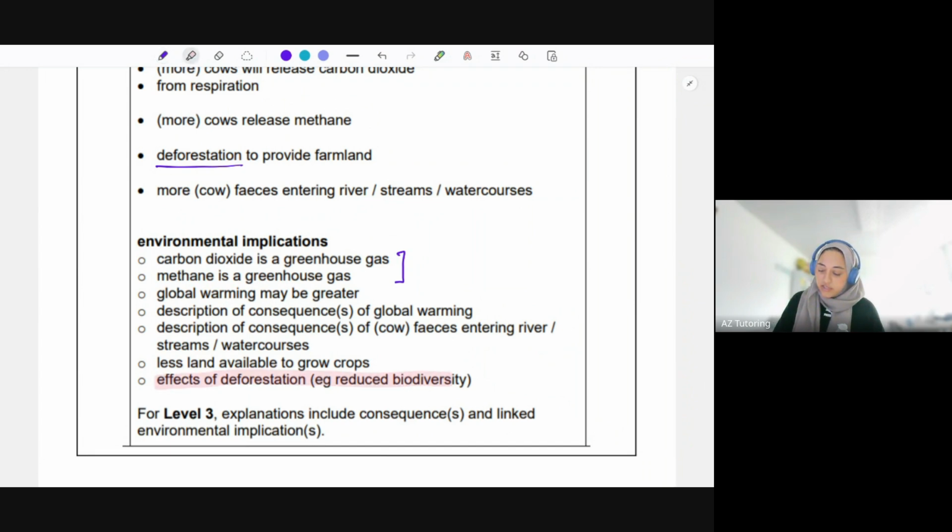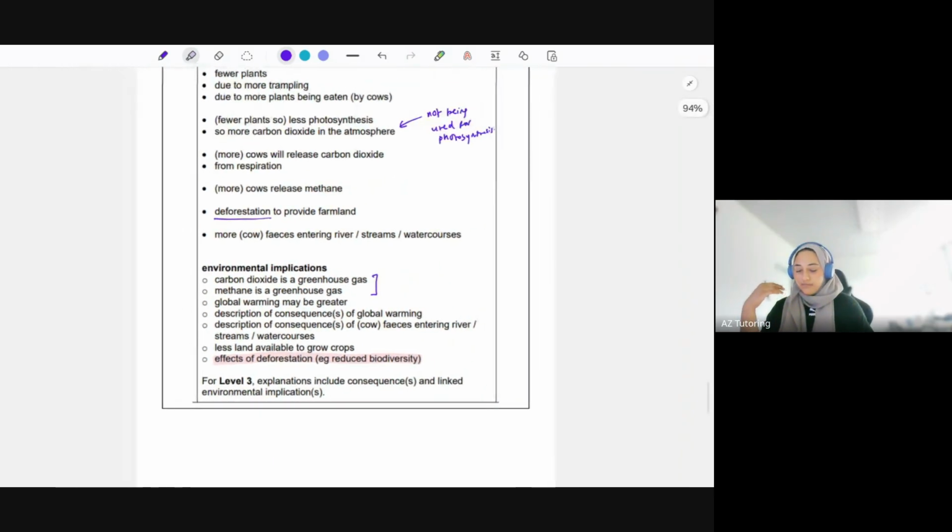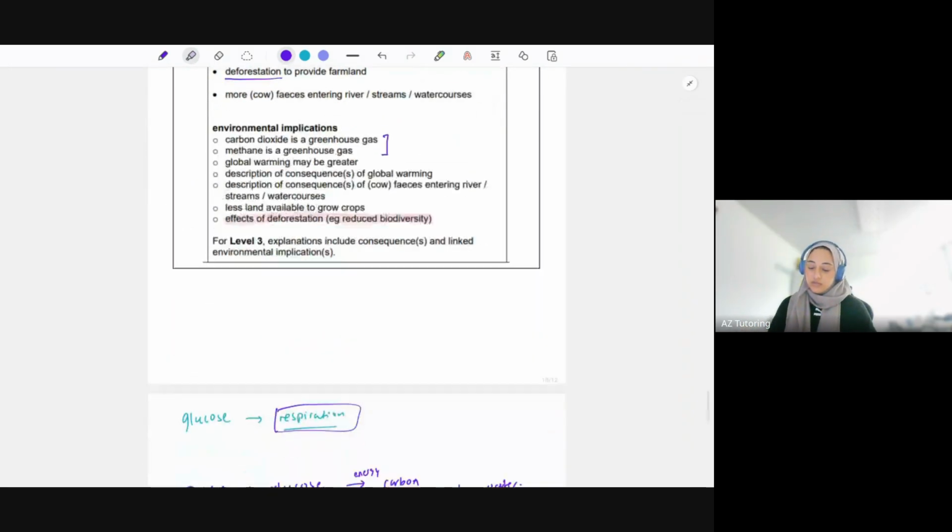So effects of deforestation, reduced biodiversity. If you're removing trees, which loads of species are reliant on, there's a lot of species that would be living in them trees. You're getting rid of all them species with deforestation. So therefore you're reducing the biodiversity, so the number of species that's there.